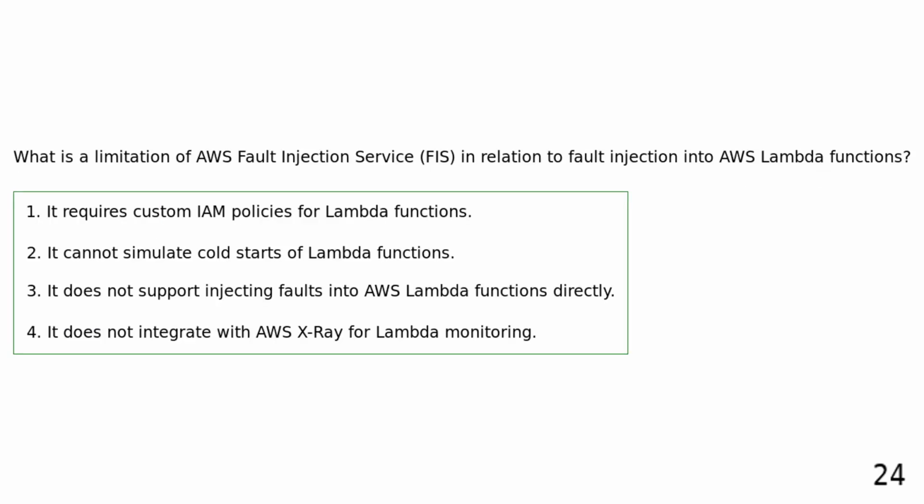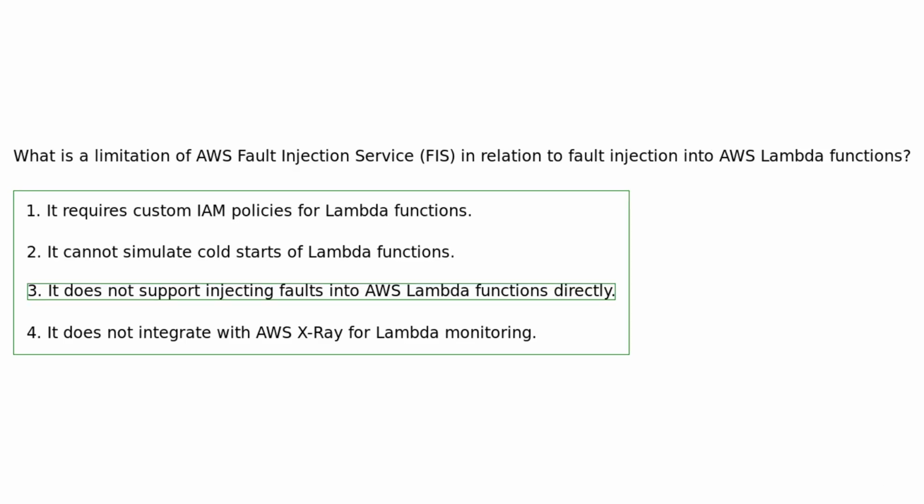What is a limitation of AWS Fault Injection Service in relation to fault injection into AWS Lambda functions? It requires custom IAM policies for Lambda functions. It cannot simulate cold starts of Lambda functions. It does not support injecting faults into AWS Lambda functions directly. It does not integrate with AWS X-Ray for Lambda monitoring. A limitation of AWS Fault Injection Service is that it does not support injecting faults directly into AWS Lambda functions.